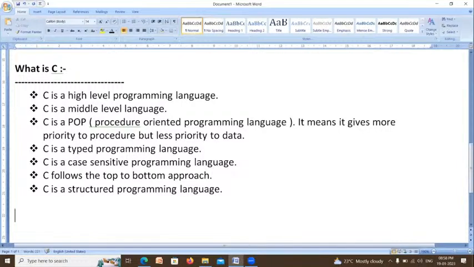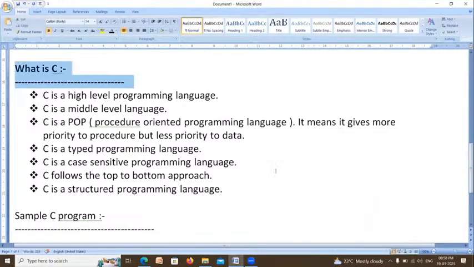Now, how to write a sample C program. Right, now note down these points: What is C? Note down these points.